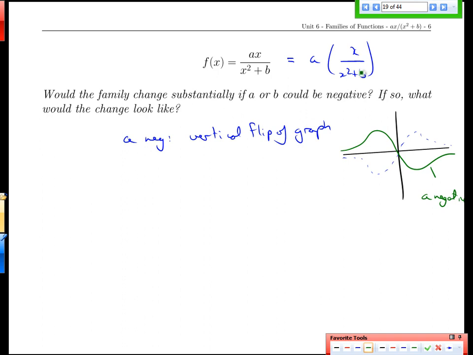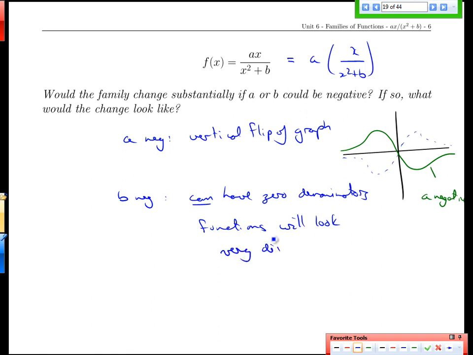Now the b being negative starts getting trickier because then we can have divide by zeros. If b is negative, x squared minus something, then we can have zero denominators. That was never a problem before. And so the functions will look substantially different. And if you think of a family tree, b being negative would be a whole other family from the other ones, or a very different branch of the family.